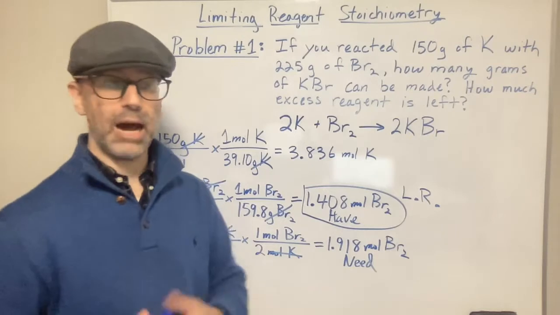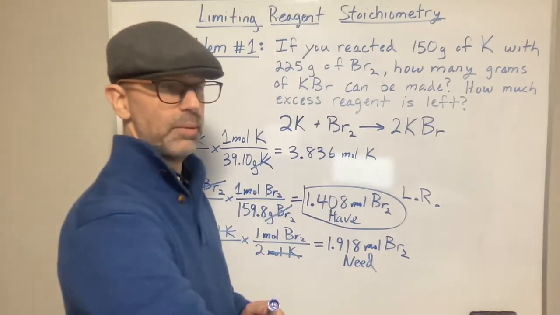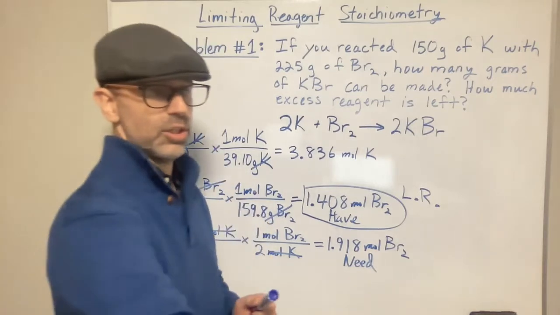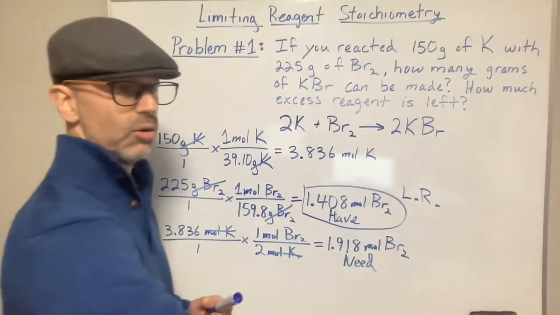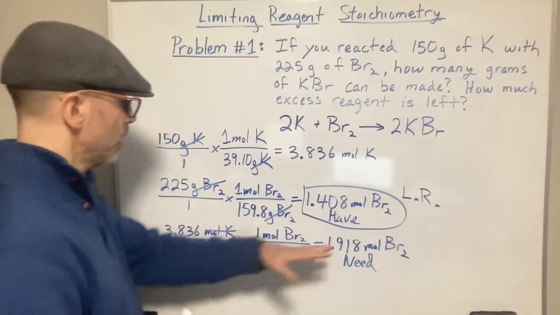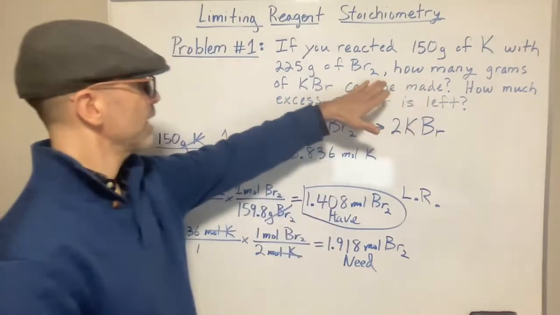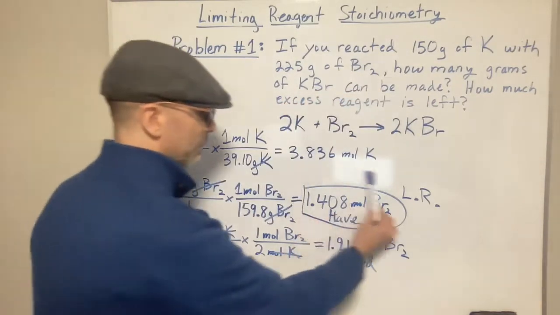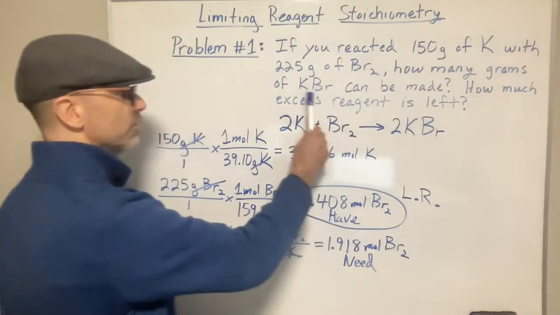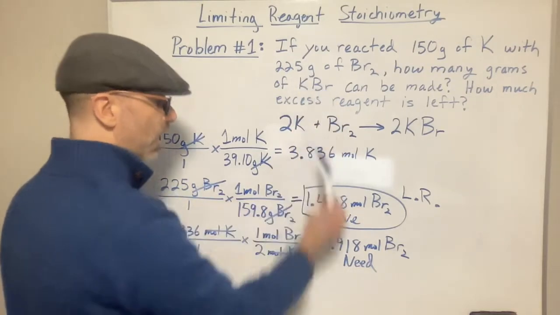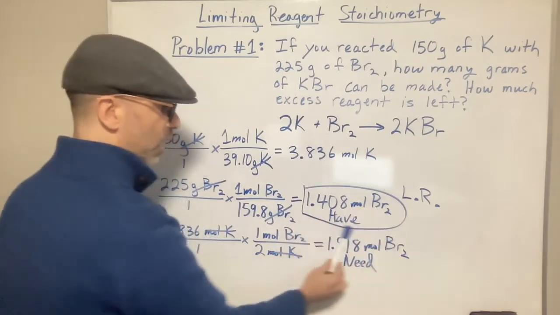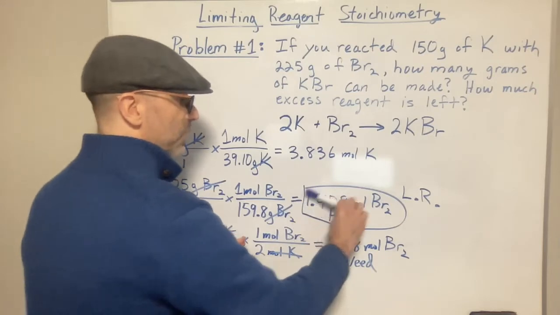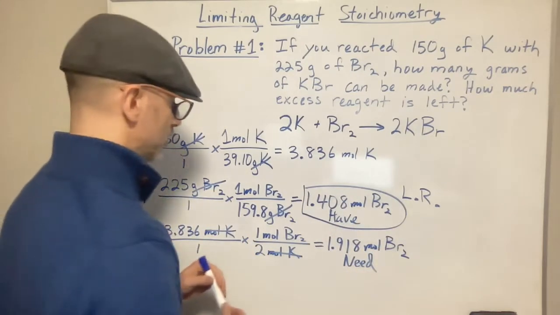Okay, so now that I know what the limiting reagent is, I can go ahead and answer the question. The question is, how many grams of KBr can be made? So now this is the limiting reagent. To calculate the amount of KBr, I'm going to start with this amount that they gave me, since this is what's going to be used up first. So let's go ahead and do that.